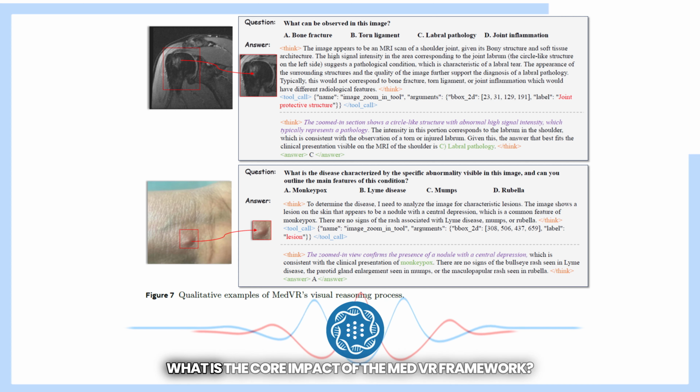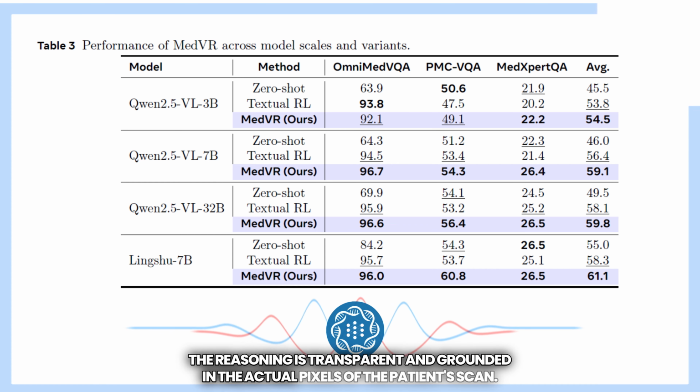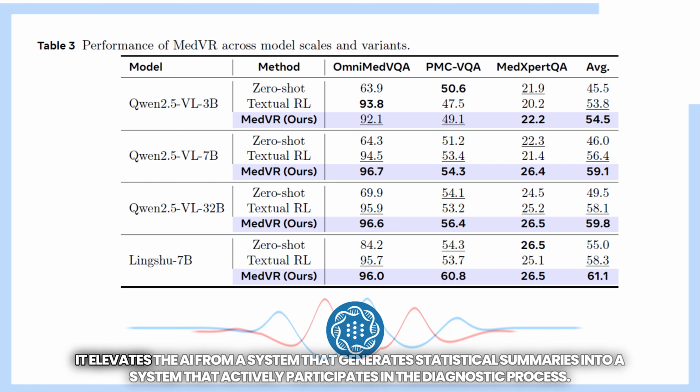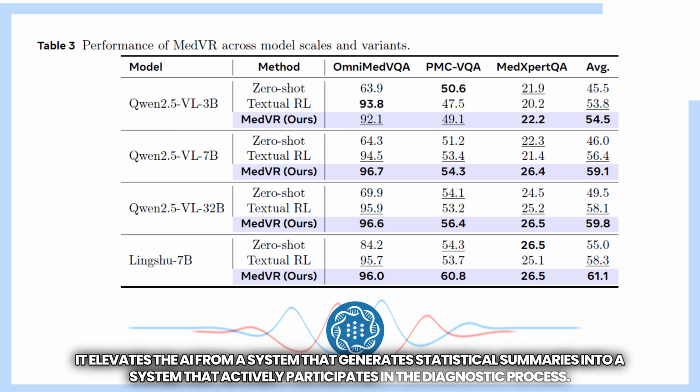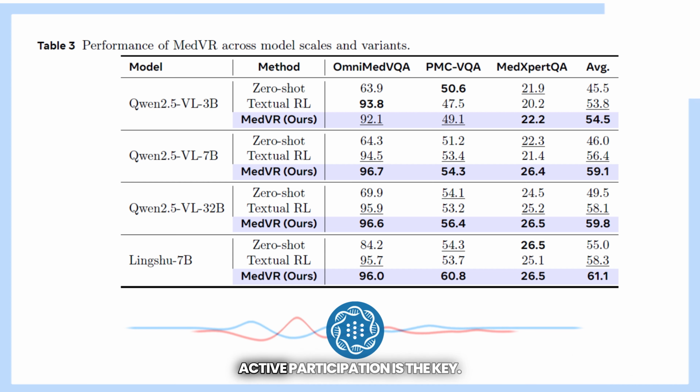A clinician can actually trace the AI's reasoning. They can see exactly where the AI zoomed in, look at the consensus mask, and verify the physical evidence the AI used to make its diagnosis. The reasoning is transparent and grounded in the actual pixels of the patient's scan. It elevates the AI from a system that generates statistical summaries into a system that actively participates in the diagnostic process. Active participation is the key.